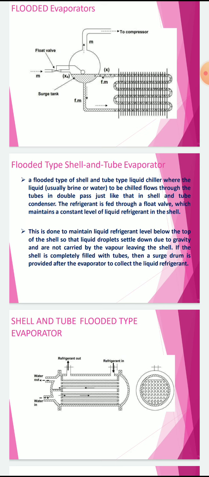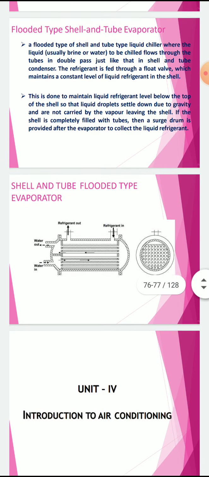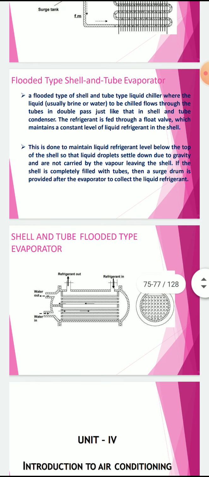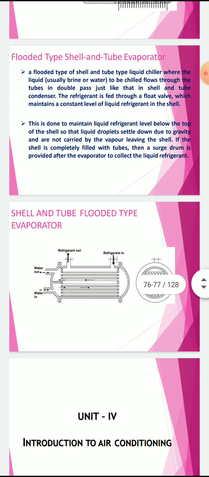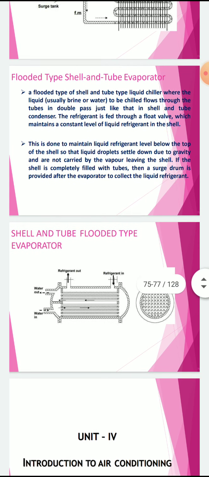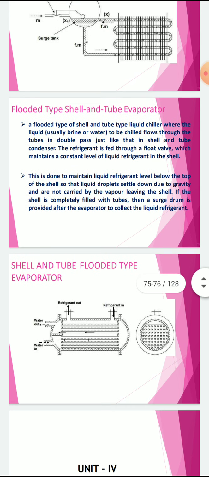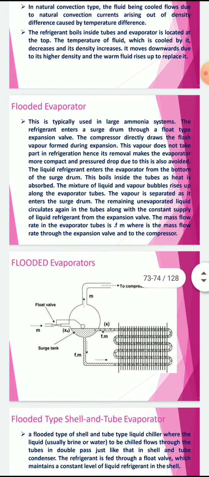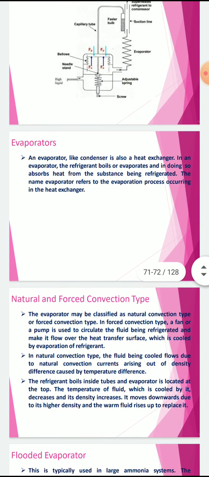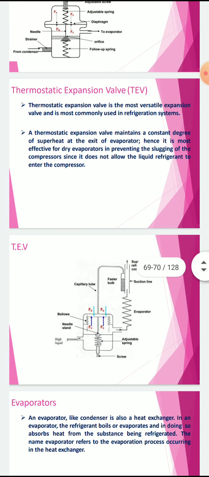If the shell is completely filled with tubes, then a surge drum is provided after the evaporator to collect the liquid refrigerant. And the last example is shell and tube flooded type evaporator. We have a shell here, and the tubules and the passage of the refrigerant from one side, and it comes out through the other exit, and thereby we complete our third unit with different parts and the types of components of the refrigeration system.